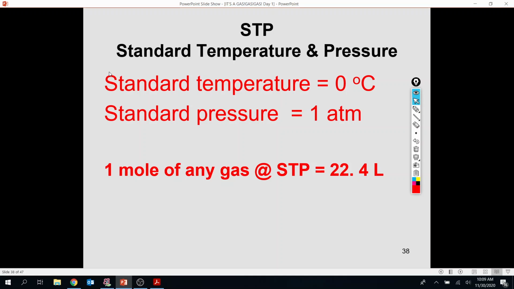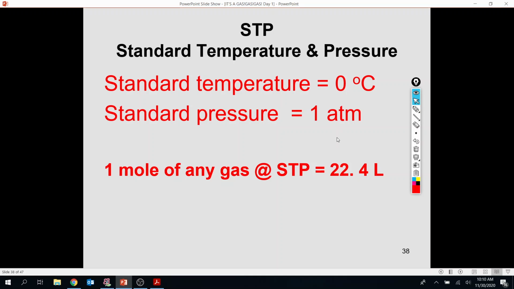So, just like in math, you have standard form for some equations. In chemistry, we have standard conditions, standard temperature and pressure. And it turns out that the standard temperature is 0 degrees Celsius, and standard pressure is 1 atmosphere. Go ahead and write those in your notes. So standard temperature 0 degrees Celsius, standard pressure 1 atmosphere.